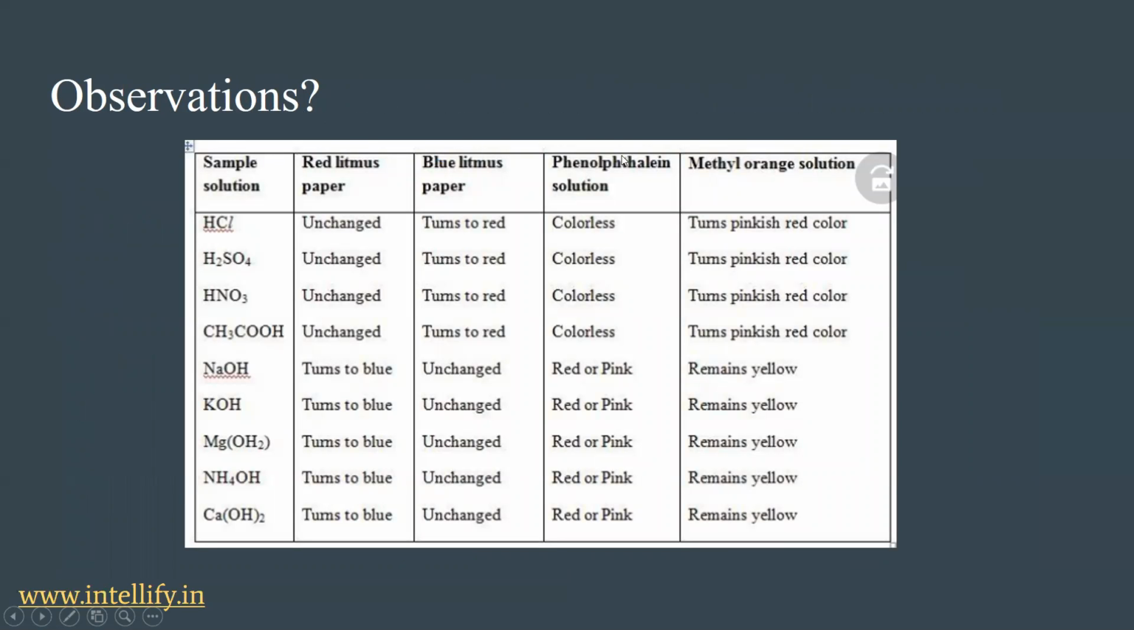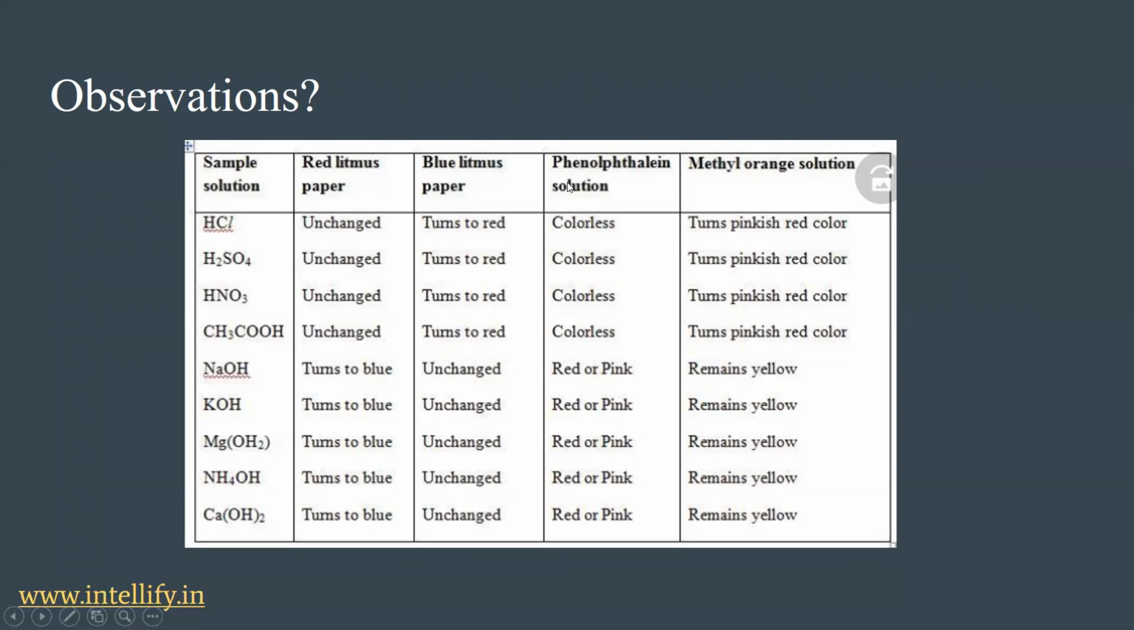Coming to the conclusion of the observations, acids do not change color with red litmus paper. If you use red litmus paper with acids, there is no change in color. But blue litmus paper changes to red. Acids change blue litmus paper to red. What happens to bases? Bases turn red litmus paper to blue, and blue litmus paper shows no color change.